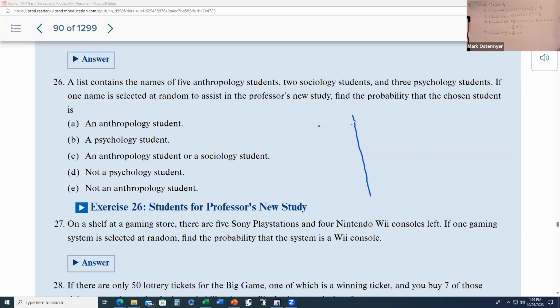So we have our table here, and we have anthropology. I'm going to abbreviate these instead of writing these big old words out here. A for anthropology, how does that sound? For sociology, I'll use S, and then for psychology, I'll use P. So this is our frequency column here. How many anthropology students do we have? There's 5. How many sociology? There's 2. How many psychology? There's 3.